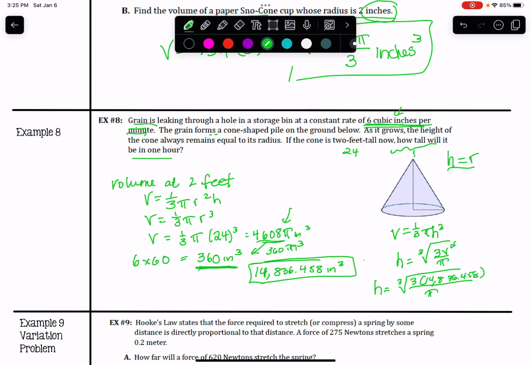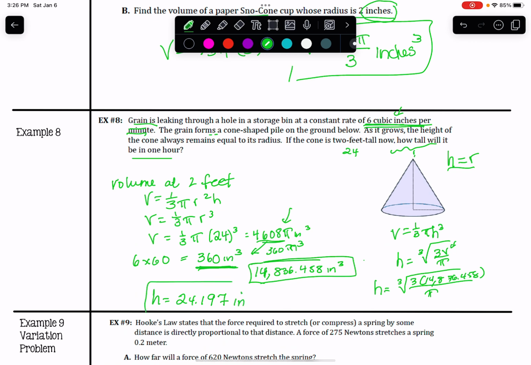So, math is where your cube root is. So math 4. And so I have a cube root of 3 times, and then let me put that volume in, 14,836.458, and then divided by, get your pi button in there, and it comes out to be 24. H would be 24.197 out to 3 decimal places. If I did everything right, 24.197, and the height would be in inches.